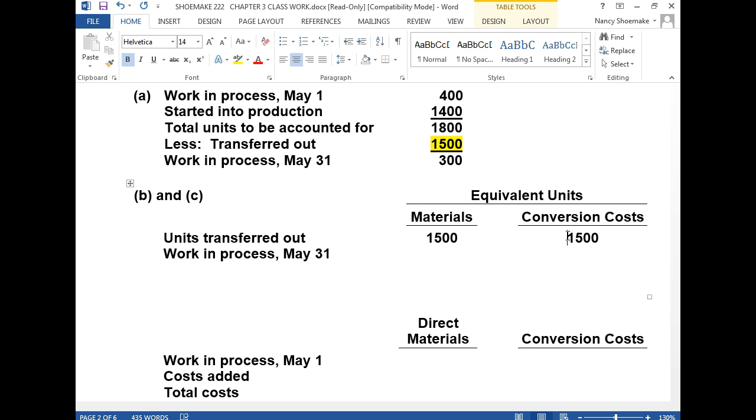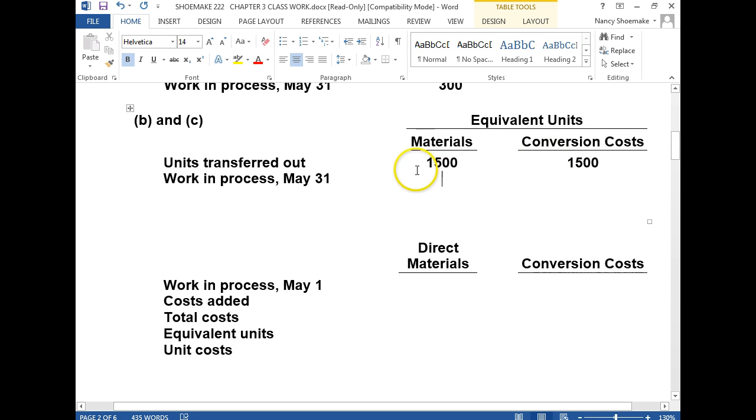But what we're doing right now, in figuring this out, is just dealing with our equivalent units. We're trying to figure out the costs, then we're going to add in our costs, okay? But let's do this portion first. So our materials, we had 1,500 units, and conversion costs 1,500 units. What is our work in process at the end of the period? 300. Do you see what I'm saying?